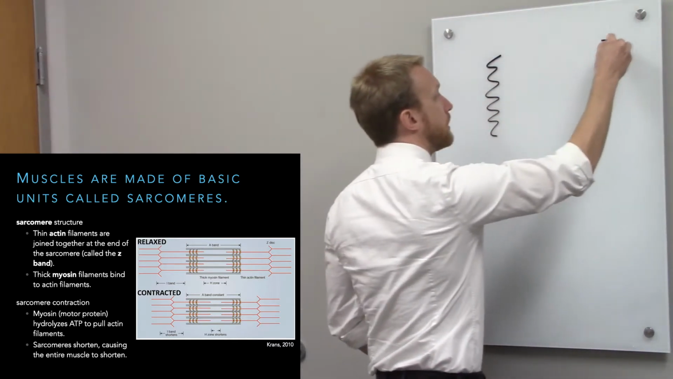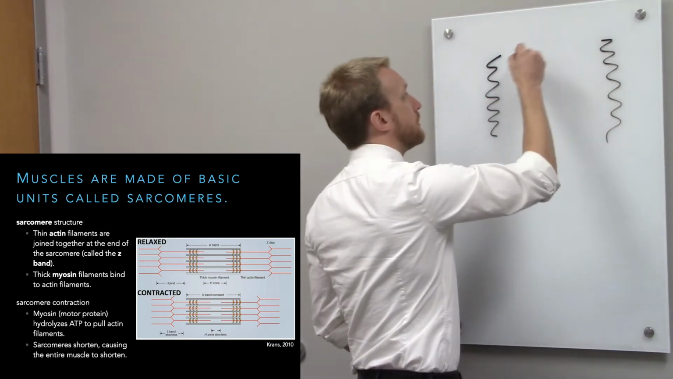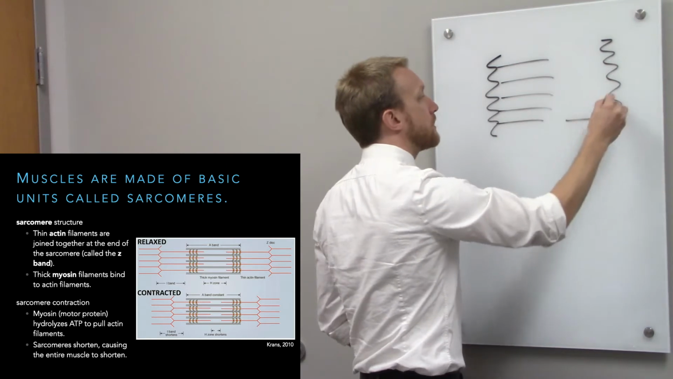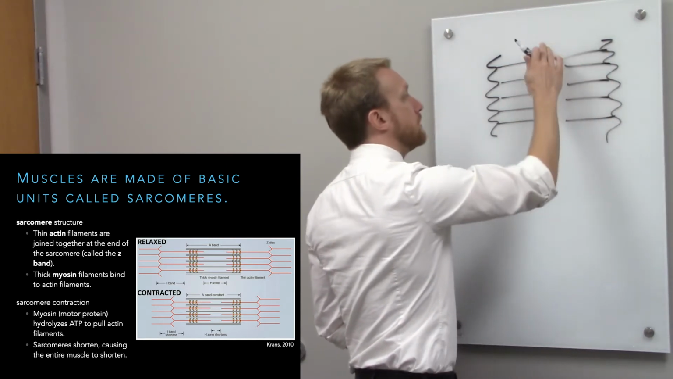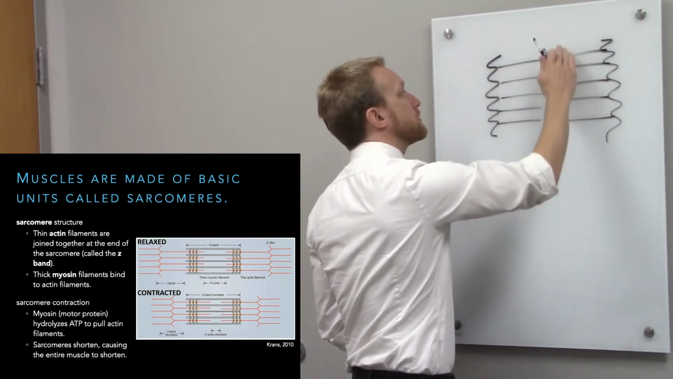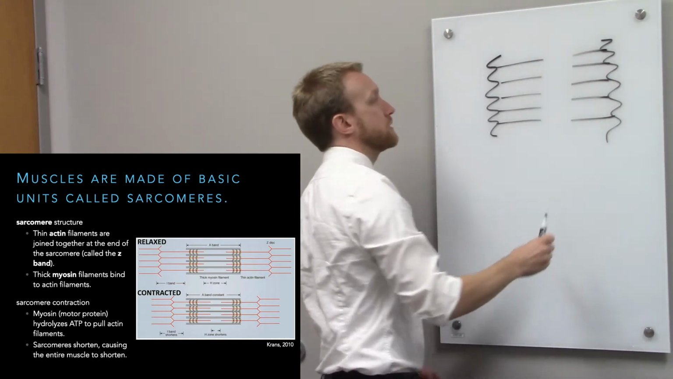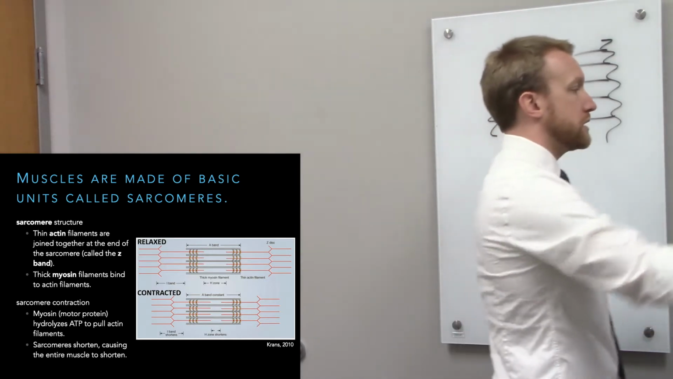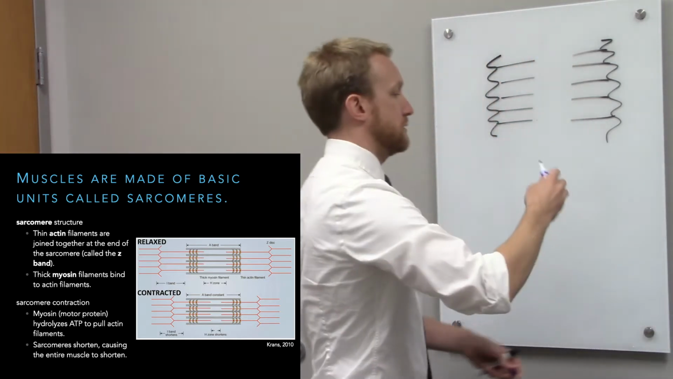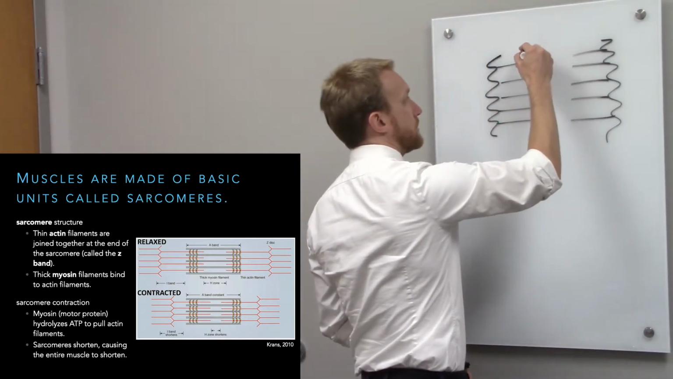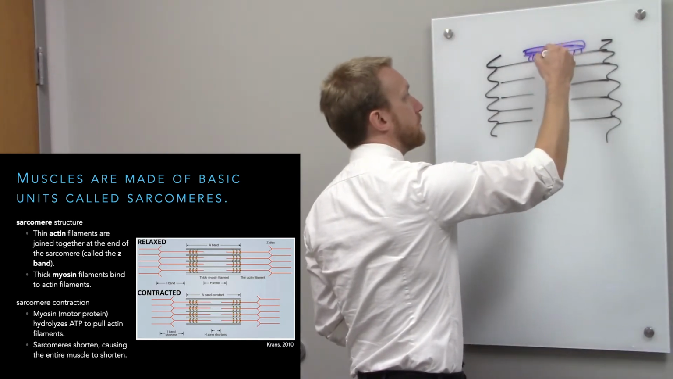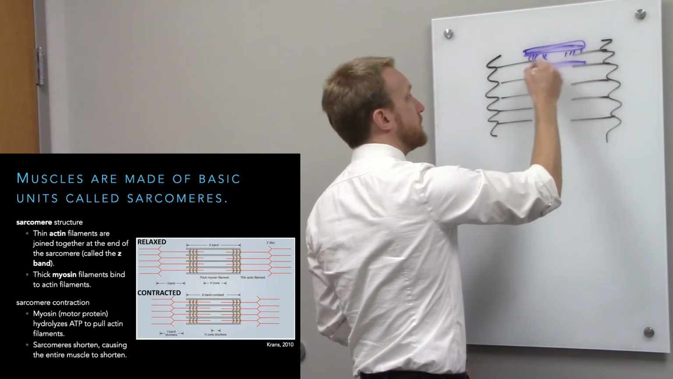Here's our Z band here. Actin fibers coming off here, and the actin in our muscle is much more stable than actin elsewhere. So this is a heavily modified version of actin that really doesn't change its size. So we have fairly stable actin filaments, and then we have our myosin thick filaments.